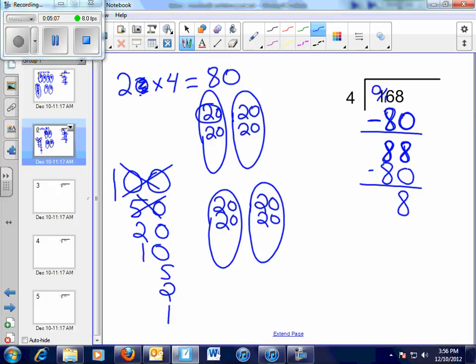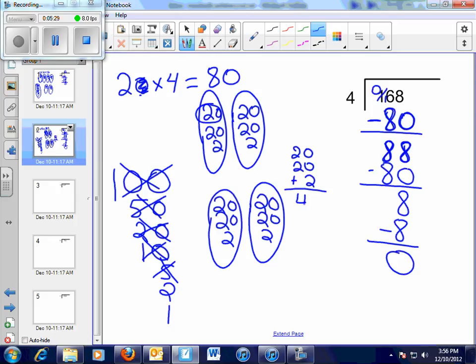Now I certainly can't use the 20 again. I can't use 10 again. I can't use 5, as that would be 20. I can use 2 in each group. Excuse me. And 2 times 4 is 8. And I'm done subtracting. And once again, the sum inside one of my ovals, 20 plus 20 plus 2, is 42. That's the answer to my division problem. 168 divided by 4 equals 42.